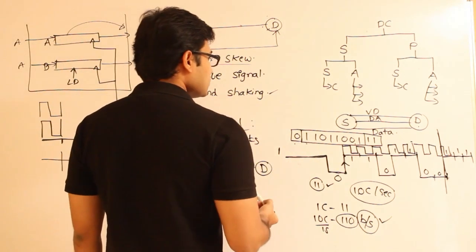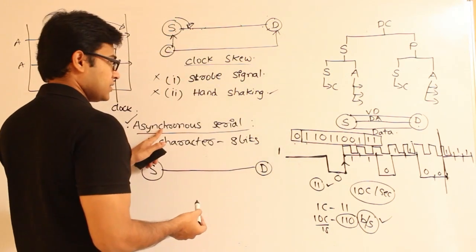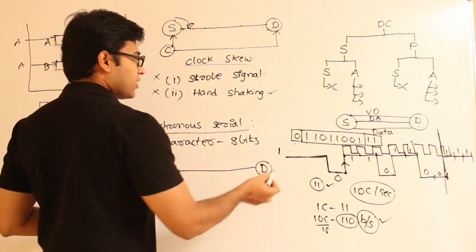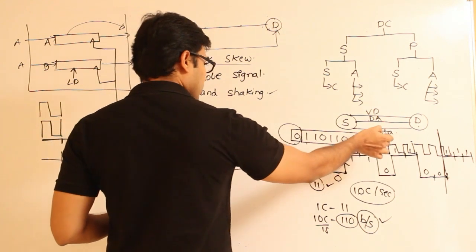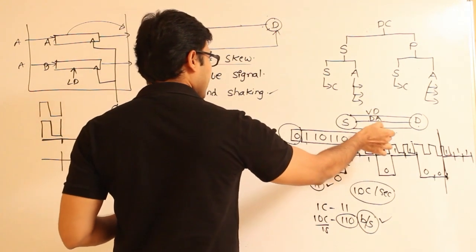So in this way, without using the strobe and that handshaking protocols, we can use these bits and we can send them. So especially in asynchronous serial transmission, we are going to append some bits at the beginning of the character, and we are going to append some bits at the ending of the character.